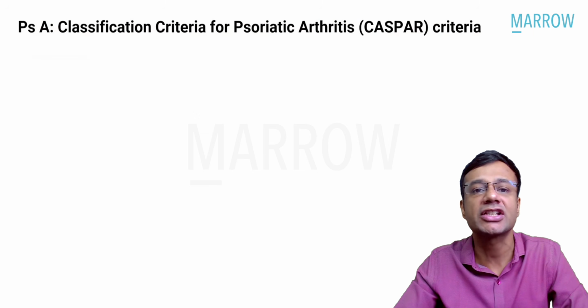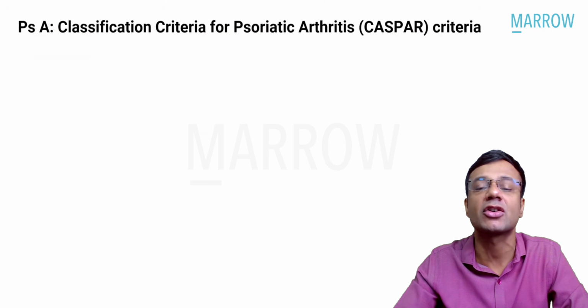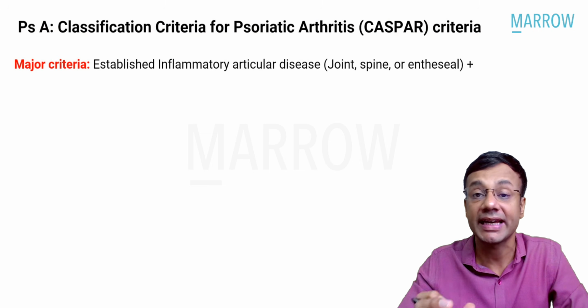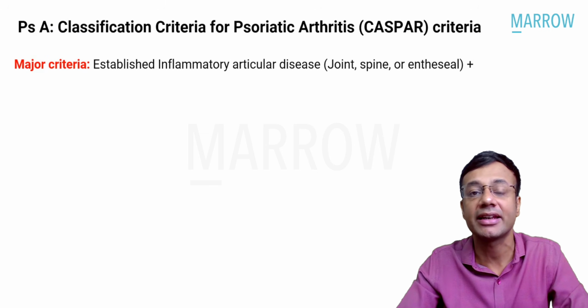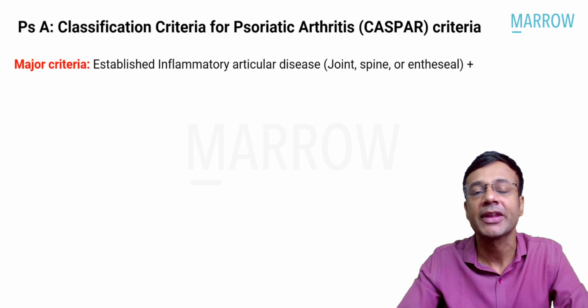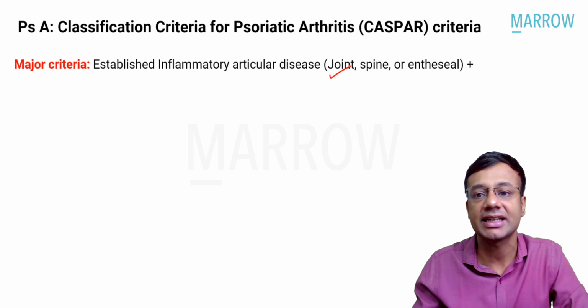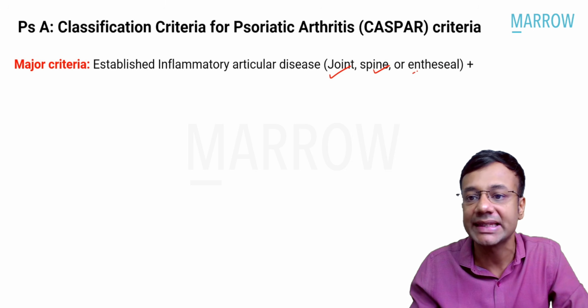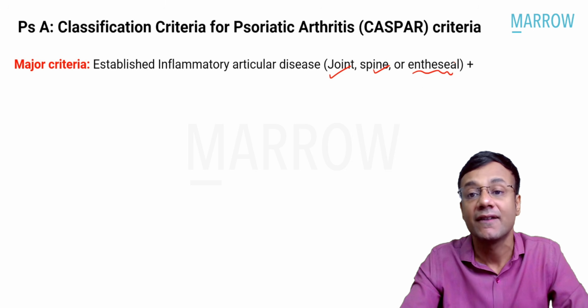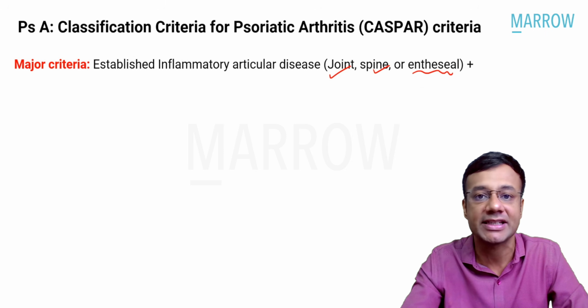Now, there is a classification criteria for psoriatic arthropathy, which is called CASPAR criteria. As per this CASPAR criteria, what is an entry criteria or a major criteria which should be there is an established inflammatory articular disease. When I'm saying articular disease, it could be peripheral arthritis in the form of joint involvement, could be axial arthritis in the form of spine involvement, or enthesitis. So all these 3, one of them at least should be there in the form of an inflammatory articular disease. So enthesitis comes in the major criteria.